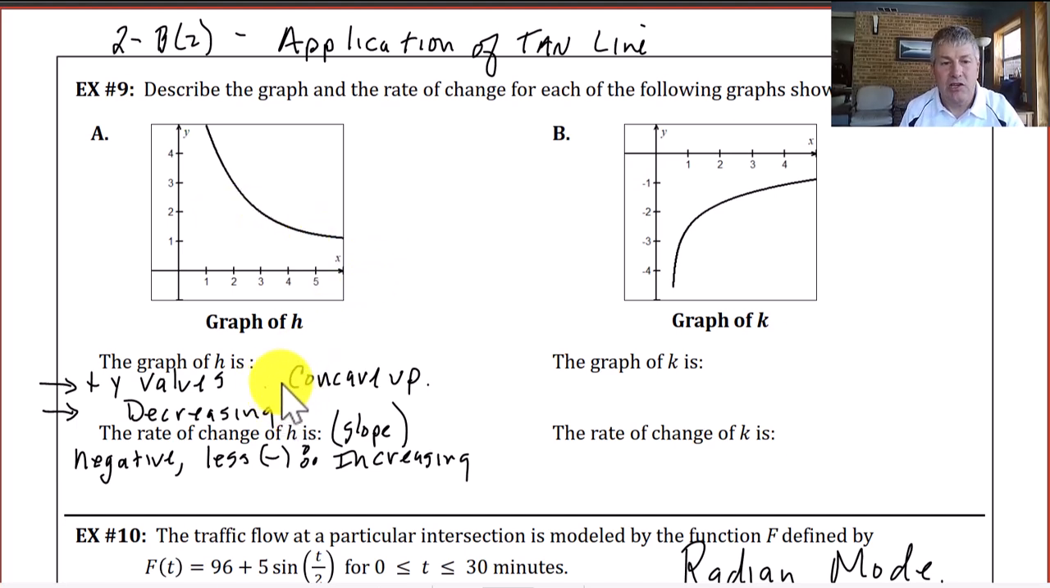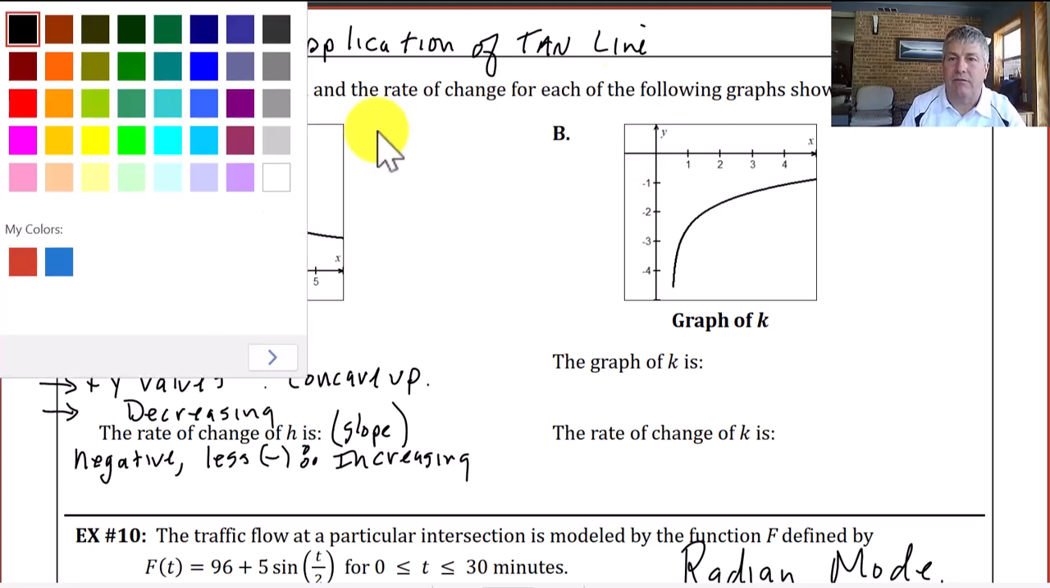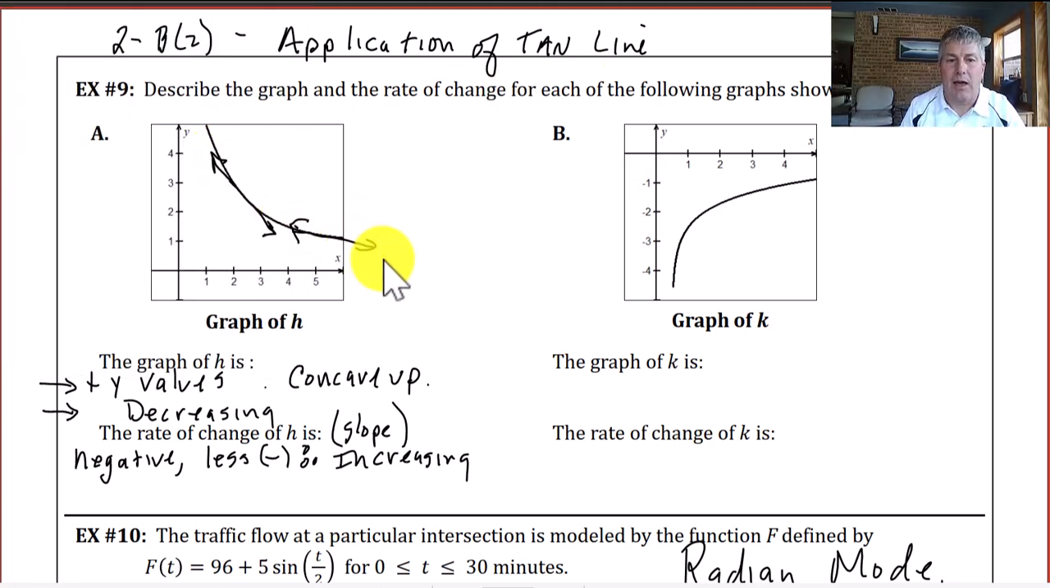Now the rate of change here, the rate of change is talking about slope. So think about tangent lines or secant lines. So the rate of change, the slope is negative, and the rate of change though is increasing because our tangent lines are becoming less and less negative. So as our tangent lines become less negative, we can say the rate of change is actually increasing.